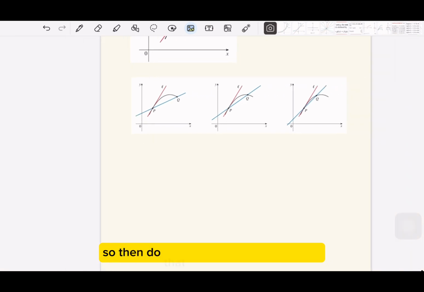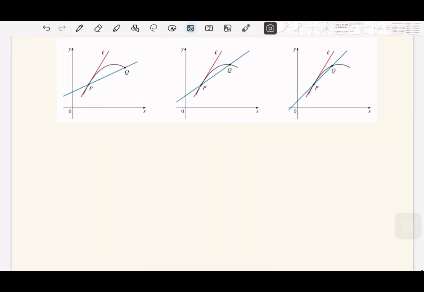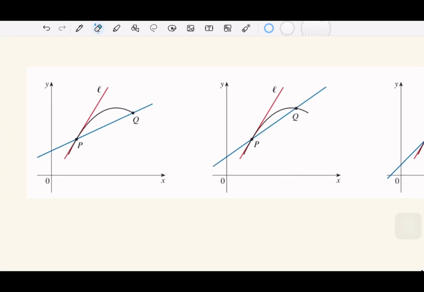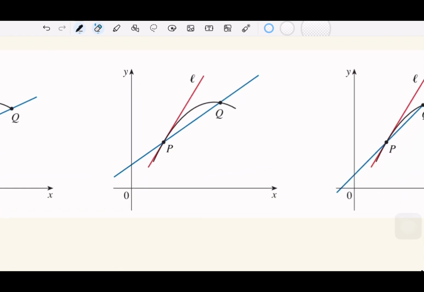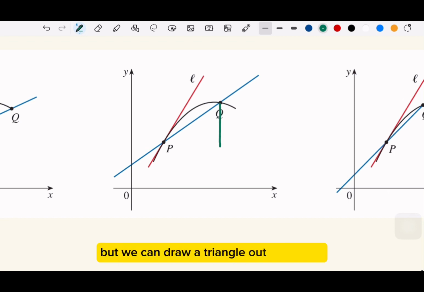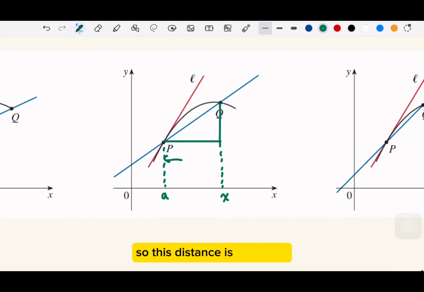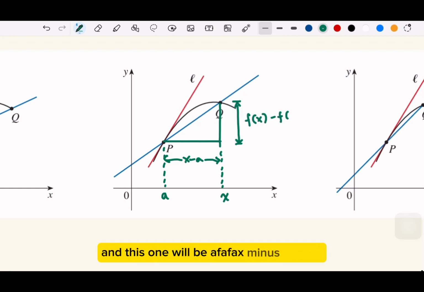So then we can make, let me just draw here, or maybe on the left side, or maybe the middle one. We can draw a triangle out of this PQ. Let's say we take this as x and this as a number a, a constant. So this distance is x minus a. And this one will be f of x minus f of a.